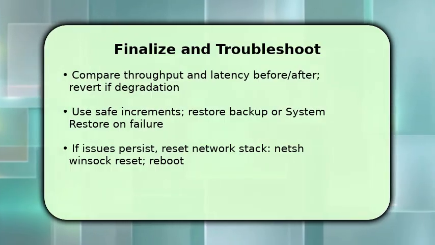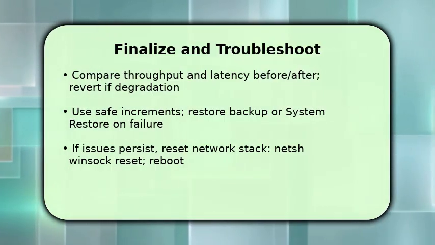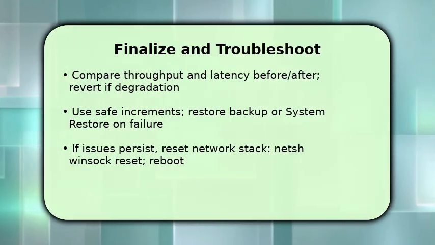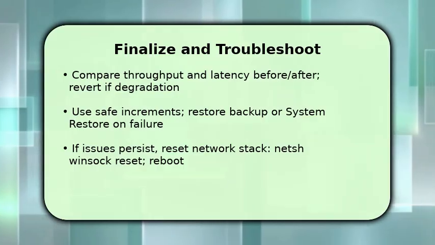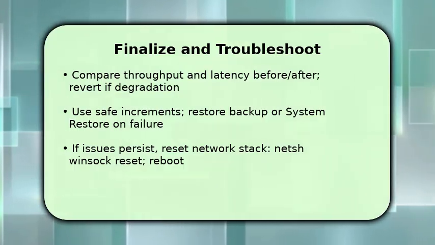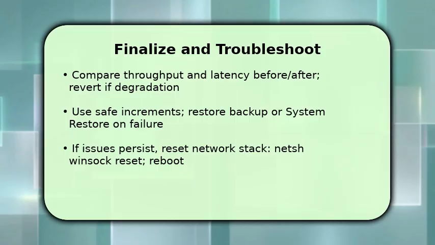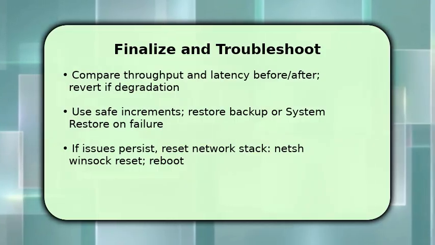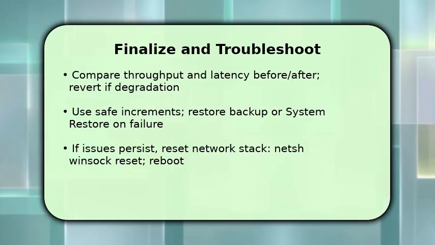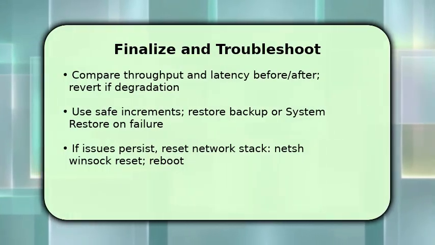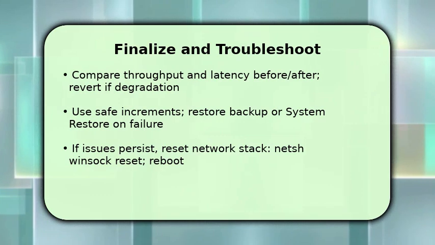If performance worsens or instability appears, revert immediately using the backup or system restore and try smaller incremental changes. If connectivity acts oddly, run a network stack reset with netsh winsock reset and netsh int ip reset, then reboot. A single troubleshooting tip: always test after each change so you can isolate which setting caused problems and restore safely.